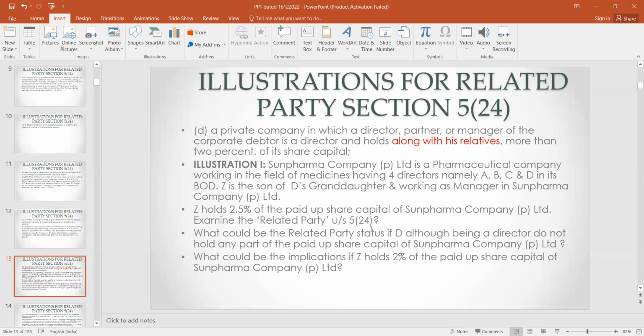So a private company in which a director, partner or manager of the corporate debtor is a director and holds along with his relatives more than 2% of the share capital. In case it is exactly 2%, it is not covered. But had it been a partnership firm or proprietorship, then he would have been a related party, because there the concept is in relation to an individual.